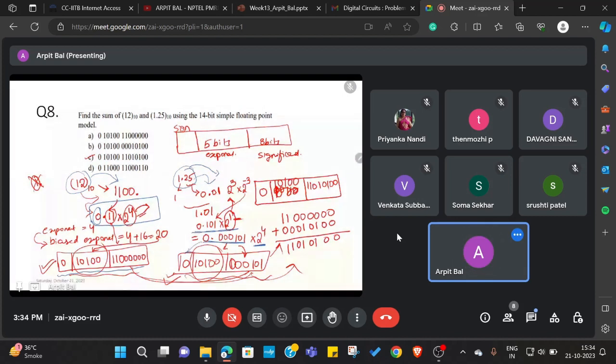Then I do the same thing here. The exponent is 4, so the biased exponent will be 4 plus 16, that is 20. After getting the final representation in both cases, I just need to perform addition of the significands. Whatever the result is, you mention it in the significand field. The exponent is going to be the same, and the sign will remain the same.